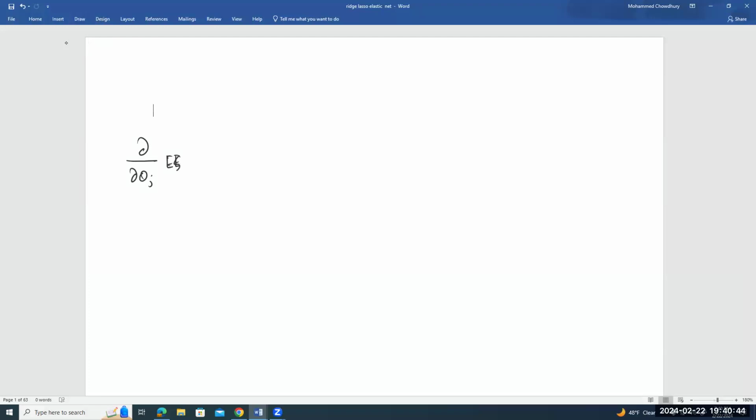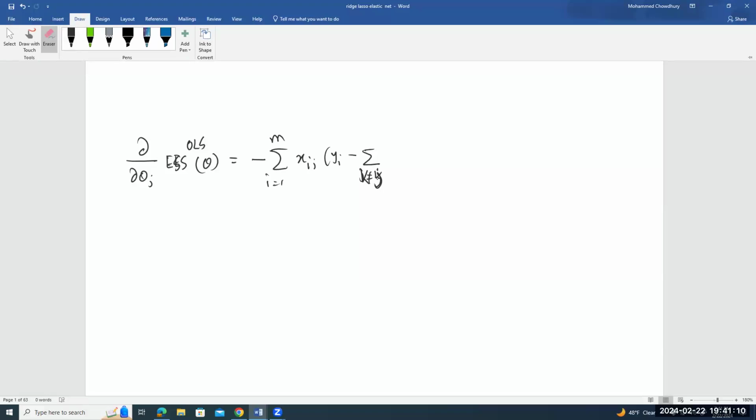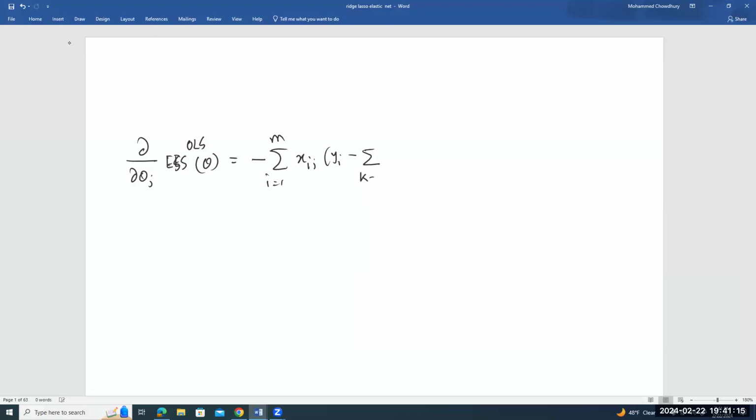Theta_j OLS equals, I am in this format, sum i equal to 1 to m of x_ij times (y_i minus the summation over k not equal to j of theta_k x_ik) plus theta_j times the sum of x_ij squared over m.